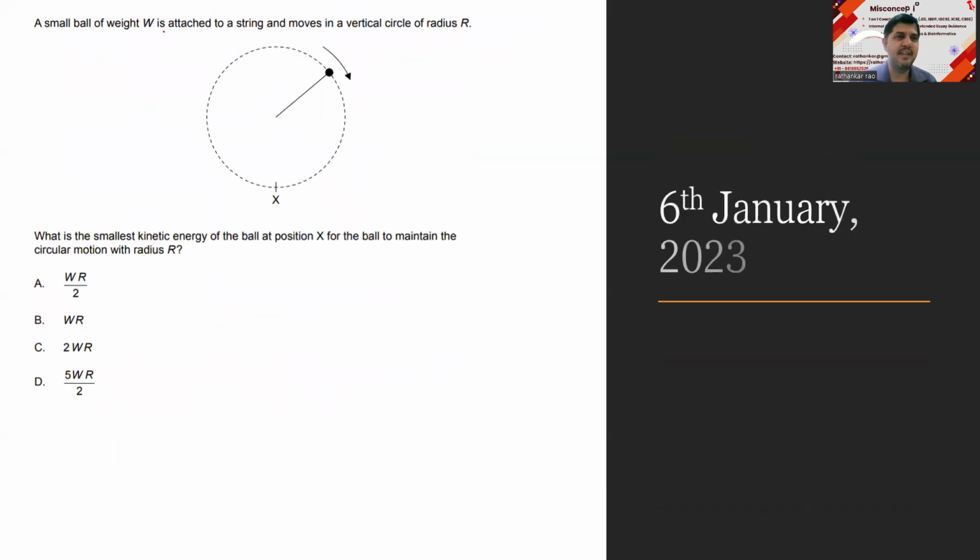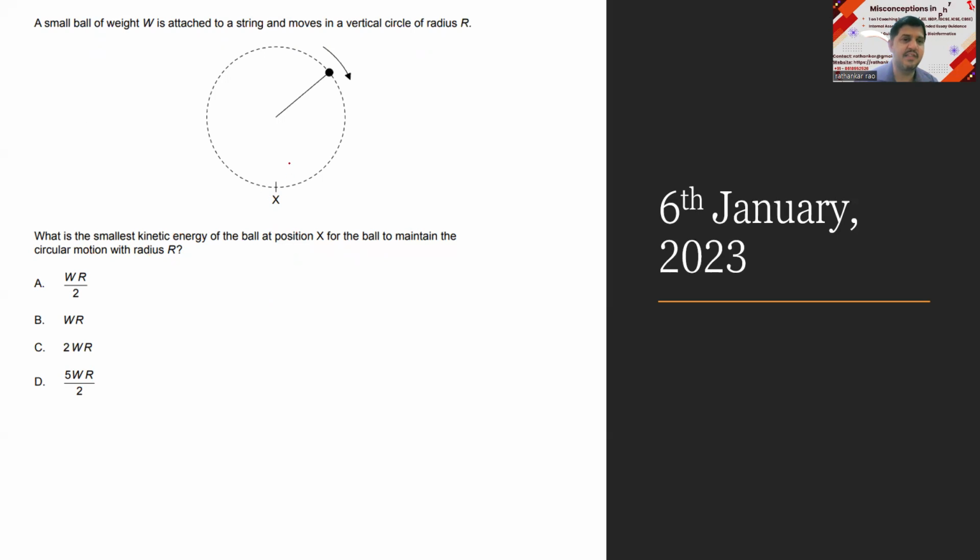A small ball of weight W is attached to a string moving in a vertical circle. Very simple. What is the smallest kinetic energy of the ball? When you are asked about the kinetic energy, you need to find out the velocity. Kinetic energy is proportional to velocity square. As a result, you talk about the least velocity. Let us replace this with the least velocity of the ball at position x, for the ball to maintain circular motion with radius r.